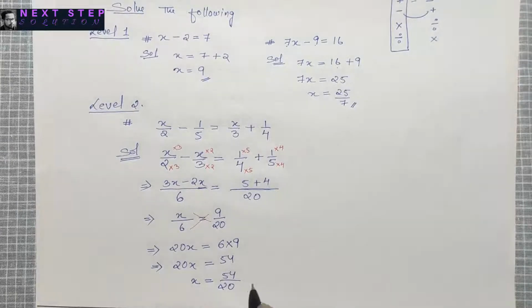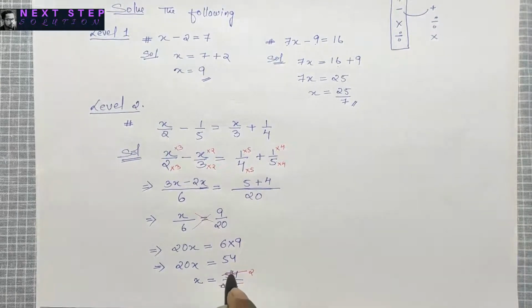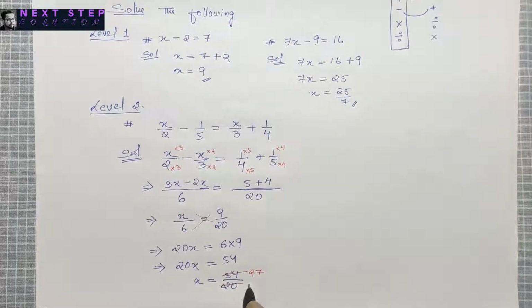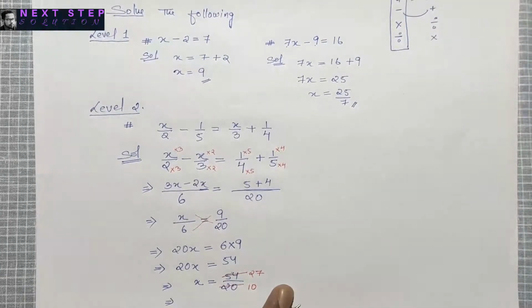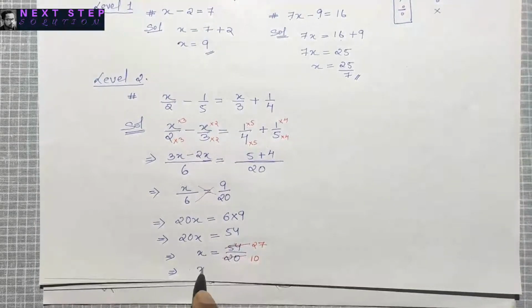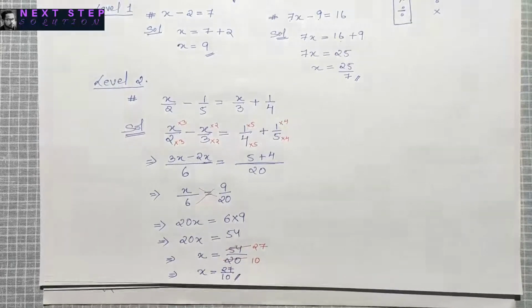Now both the numbers are divisible by 2. We can cancel. 2 2s are 4. From 5 we have taken 4, 1 extra will come here. 2 7s are 14. 2 1s are 2 and 0. So we got x equals to 27 by 10. This becomes the answer. Now, okay, one more question let us do from level 3.